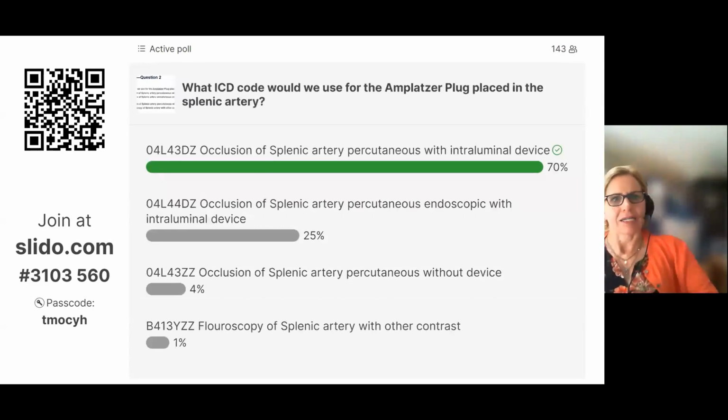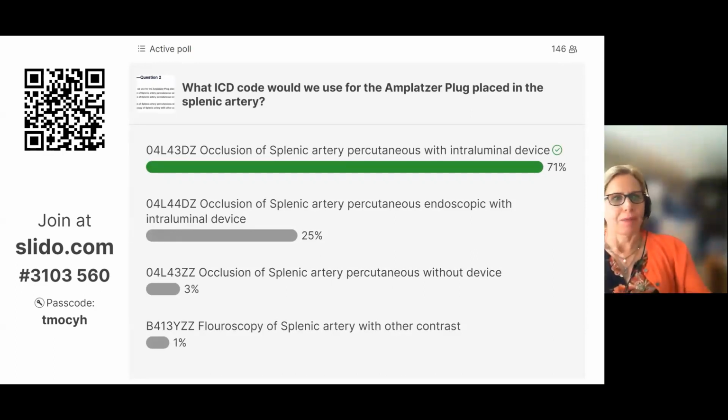Ding, ding, ding. Awesome, guys. So yes, occlusion of splenic artery percutaneous with intraluminal device. So we wouldn't go with the endoscopic code because the tube or the little wire they put in isn't actually an endoscopic device. They watch it on fluoroscopy. And this is actually a common thing that I've seen registrars do. Don't feel bad, and your code's still going to be okay.